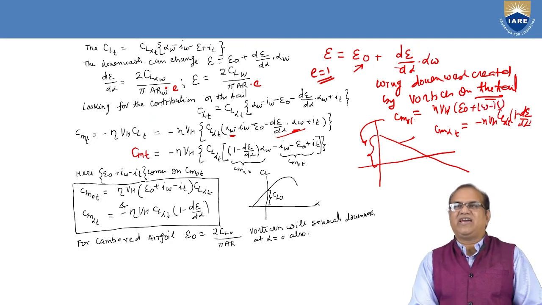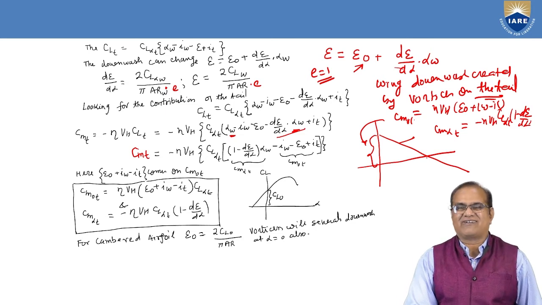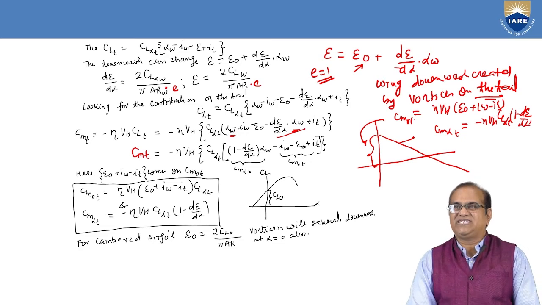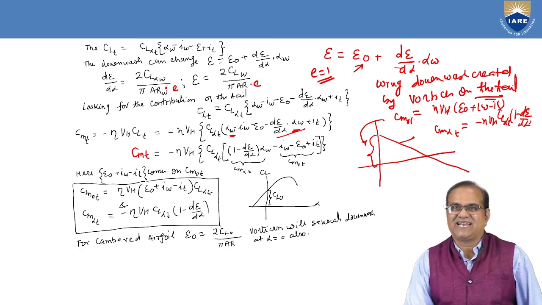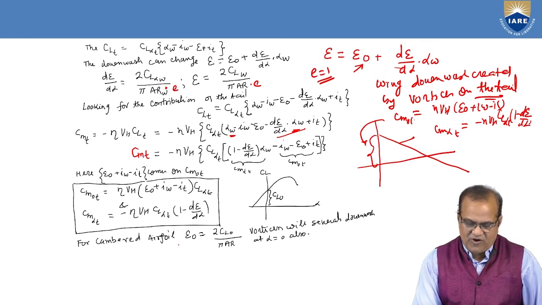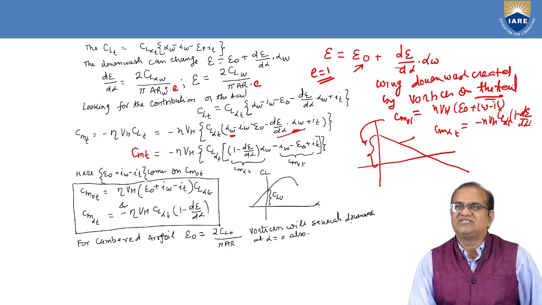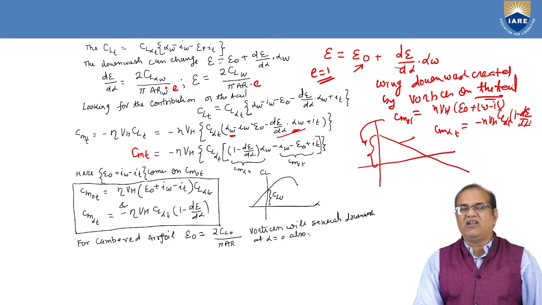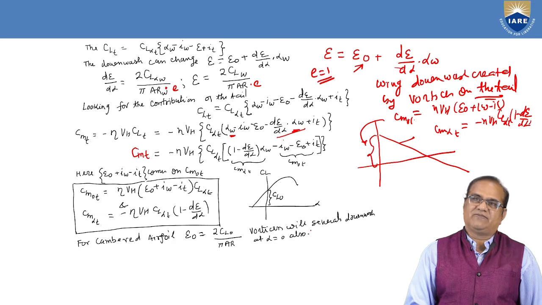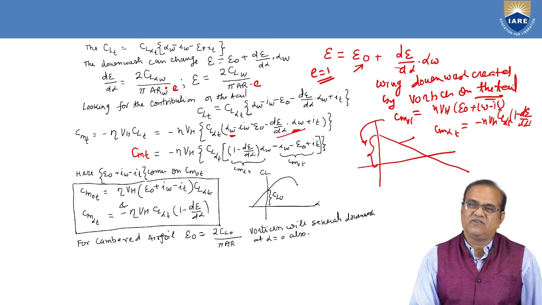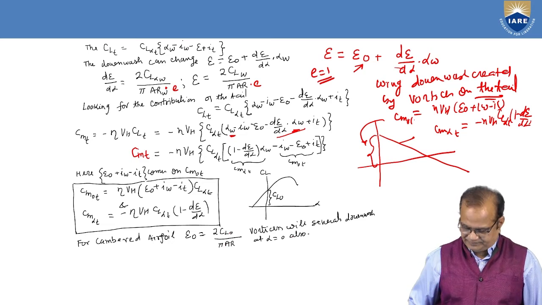So here we can see a very important result has come, and I am going to discuss these topics in great detail in the next slide. So for the cambered airfoil, epsilon naught is equal to 2CL naught by pi aspect ratio. Here you can see vortices will generate downwash at alpha equal to 0 also. So at all conditions the downwash will be present. So epsilon naught will be there in all conditions. We cannot avoid epsilon naught.